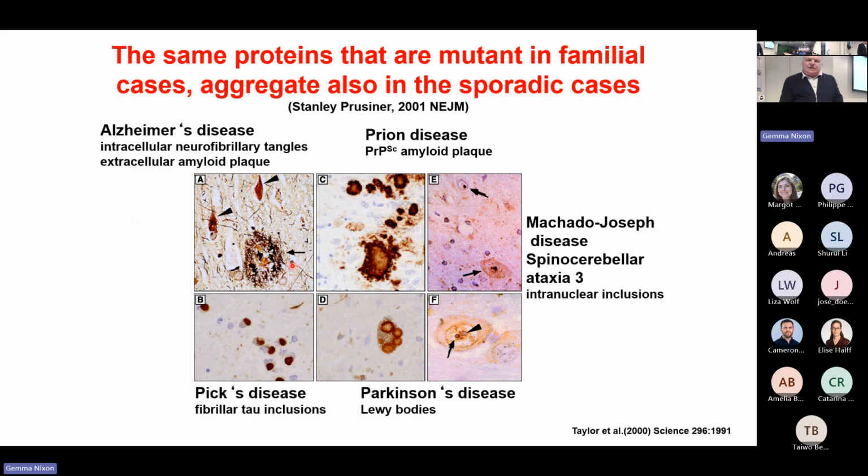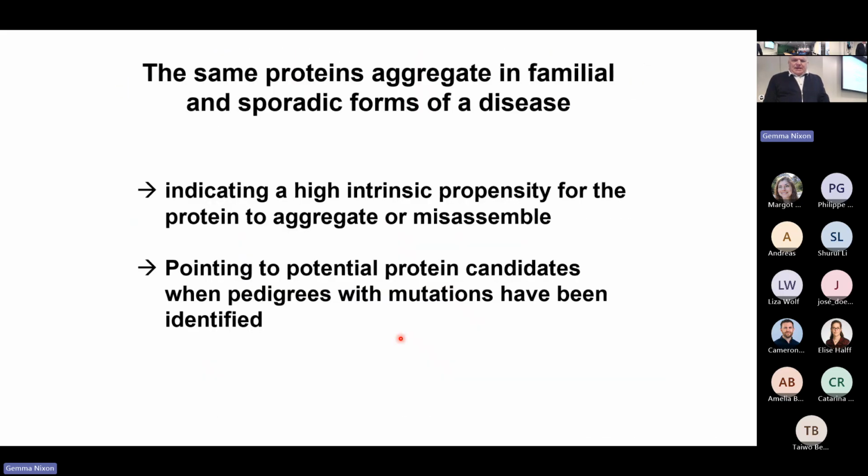microscopic aggregates that are visible even without further staining, like in Alzheimer's disease, the A-beta and tau aggregates, prion PrP plaques, and there are also smaller aggregates in trinucleotide repeat diseases and Parkinson's disease. So every disease has a kind of characteristic protein aggregate. What is important is that the same proteins that are mutant in familial cases aggregate also in the sporadic cases. That indicates that there is a high intrinsic propensity for the proteins to aggregate or misassemble, and that you could point to potential protein candidates when pedigrees with mutations have been identified.